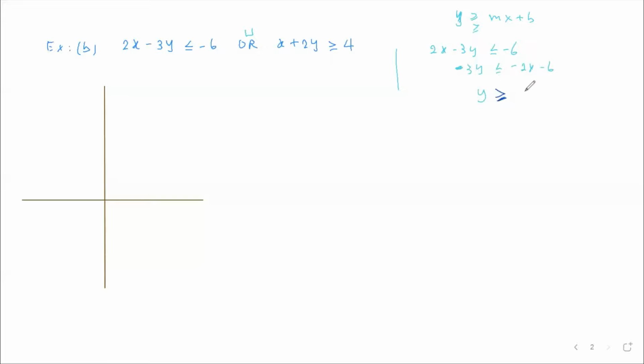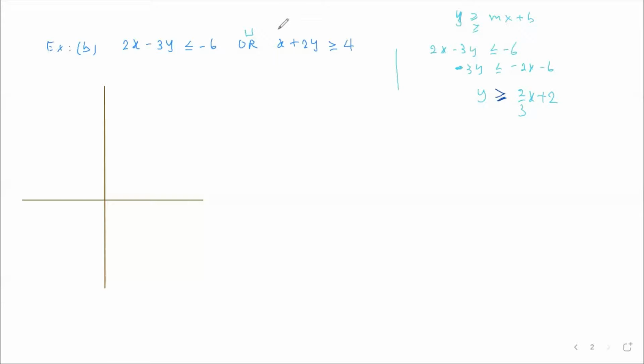Then negative 2 divided by negative 3 becomes positive, so it becomes 2 over 3 x. And negative 6 divided by negative 3 becomes plus 2. So we simplify this one.